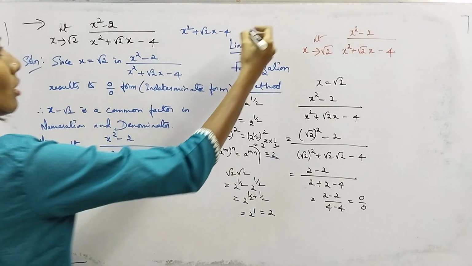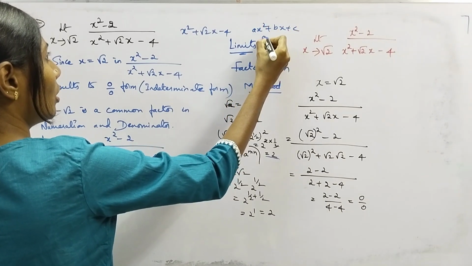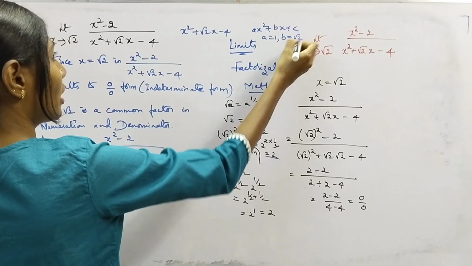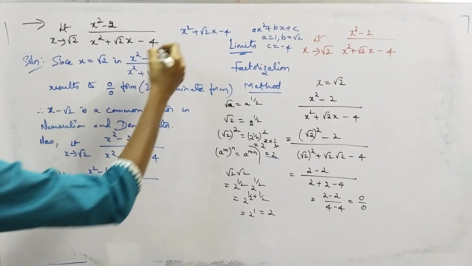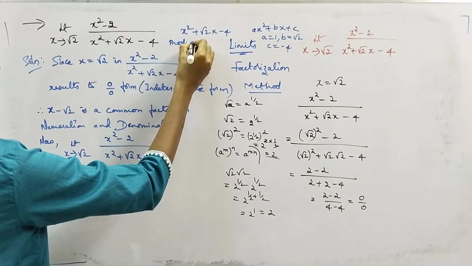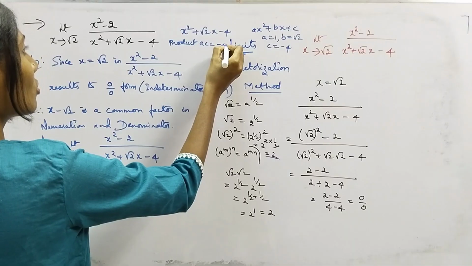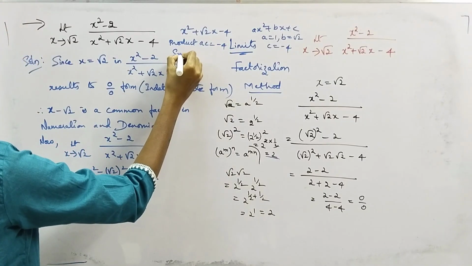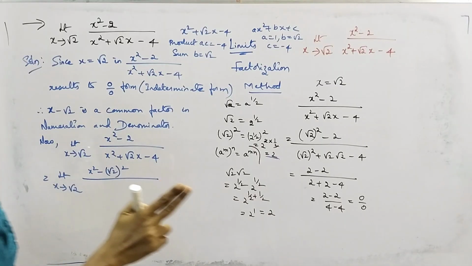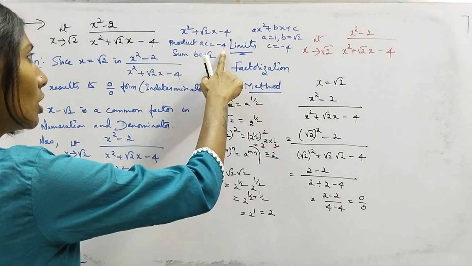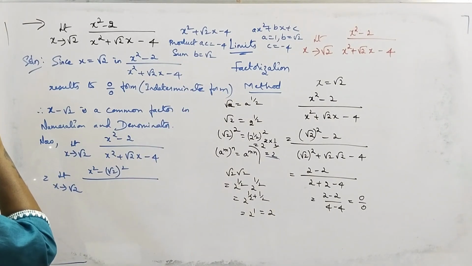Compare this with ax square plus bx plus c, where a equal to 1, b equal to root 2 and c equal to minus 4. We need two numbers such that their product must be equal to ac, 1 into minus 4 is minus 4, and their sum must be root 2. We need two numbers such that their product must be minus 4 and their sum must be root 2.